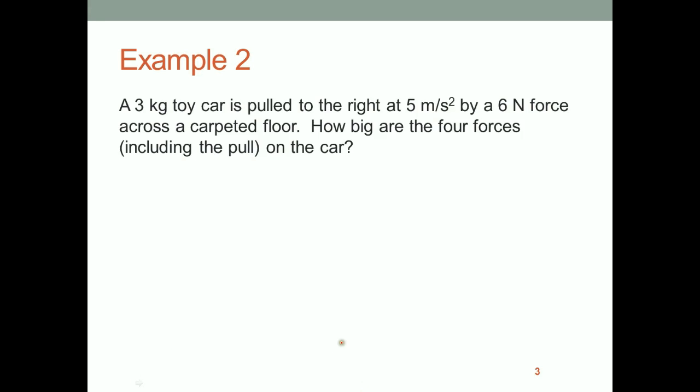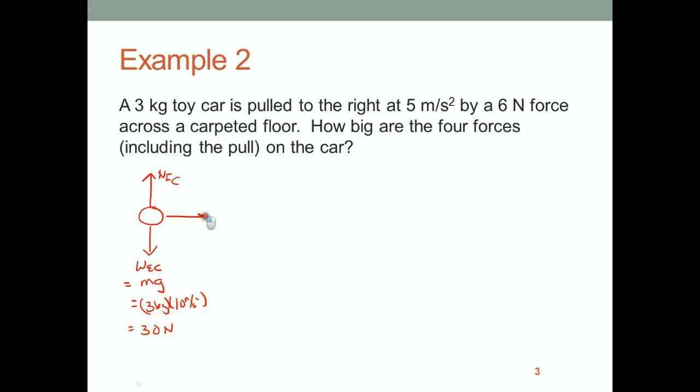For my second example, I have a 3 kilogram toy car. It is pulled to the right at an acceleration of 5 meters per second squared by a 6 Newton force across a carpeted floor. Okay, how big are the 4 forces including the pull on the car? So we have a normal from the floor on the car. We have gravity pulling downward. This one, of course, is mg, which is 3 kilograms times 10 meters per second squared, which is 30 newtons.